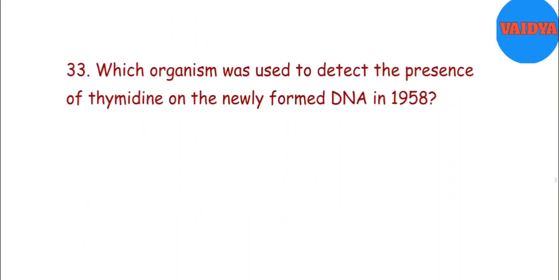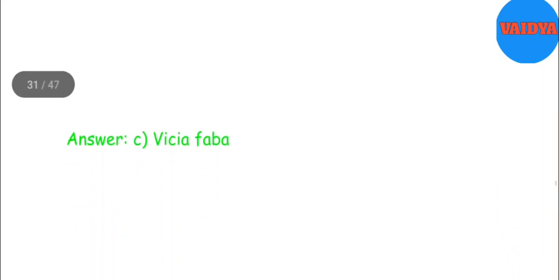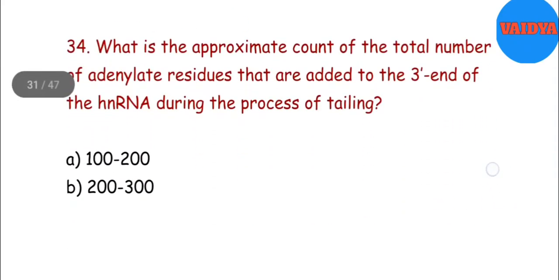33. Which organism was used to detect the presence of thymidine on the newly formed DNA in 1958? A. Vibrio cholerae. B. Treponema pallidum. C. Vicia faba. D. Escherichia coli. Answer. C. Vicia faba. 34. What is the approximate count of the total number of adenylate residues that are added to the 3' end of the hnRNA during the process of tailing?